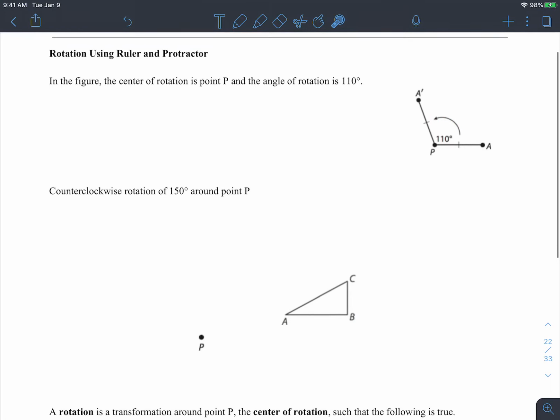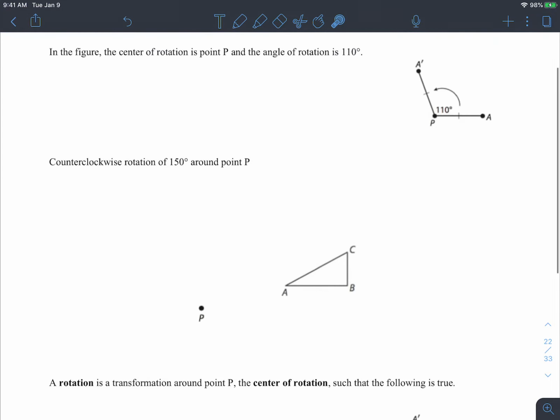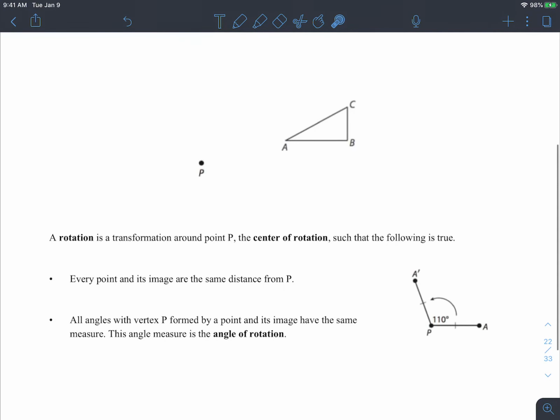All right, guys. So how could you do this, right, with this? So you know to do a 150 degree rotation, you've got to take each point A, B, and C and rotate 150 degrees. And if you do that to all 3 of them, you connect those, and that will be the correct answer, right? Looks good? All right, why don't you give that a shot and see what happens. By the way, rotation is a transformation around P, the center of rotation, such that the following rule is true. Number 1, every point in the image is the same distance from P. So for example, AP is equal to A prime P.